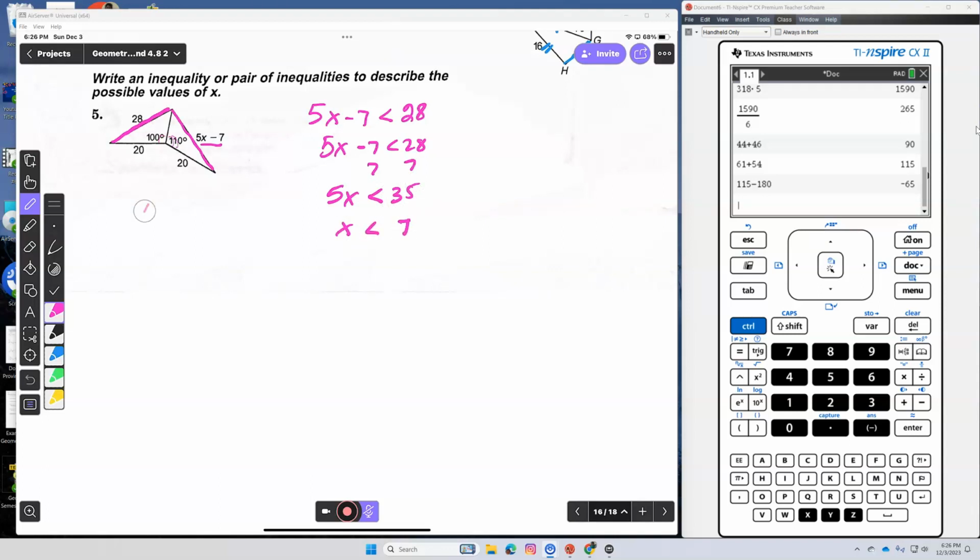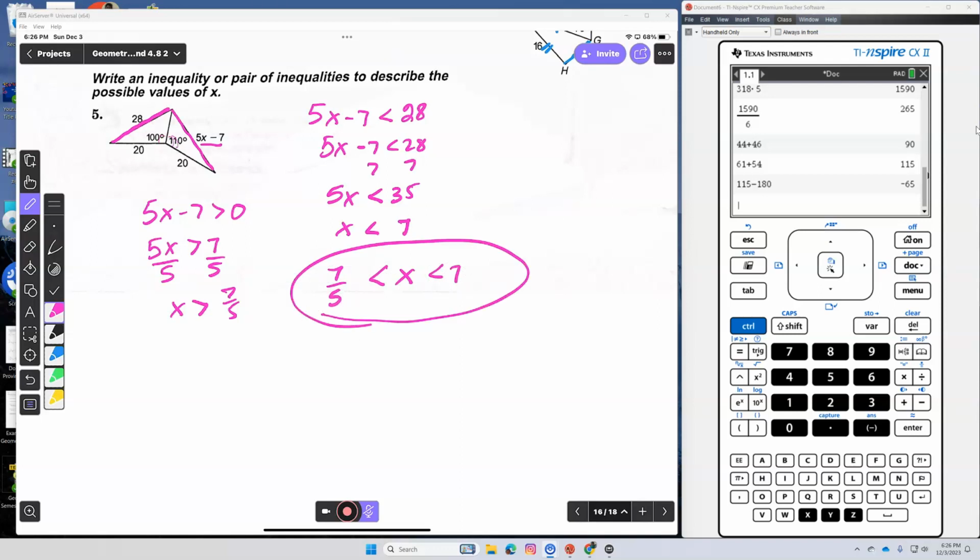Now we also know that 5x minus 7 has to be greater than 0, because we can't have a side that is equal to 0. So you have 5x is greater than 7, divided by 5, so x is greater than 7 over 5. So x will have to be less than 7, but also greater than 7 over 5. So that's where my possible side measure would fall.